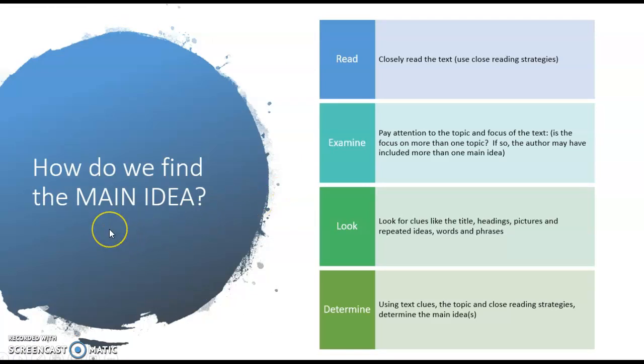So how do we find the main idea? In other words, my teacher puts this text in front of me and tells me to read it. I have to find the main idea, but what do I do to find it? Well, the first thing you do is read, obviously. We have to closely read the text. So we remember those close reading strategies: slow down your reading, track with your finger, have a conversation in your brain about what you're reading, maybe make notes in the margins, react to the text. All of those things are close reading strategies that are going to help you better understand the text.